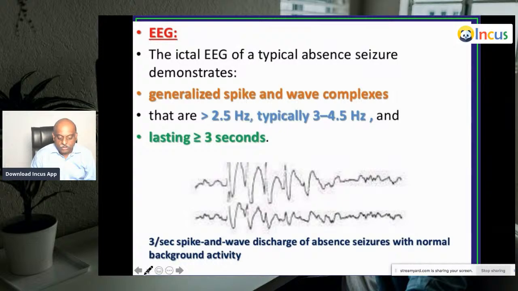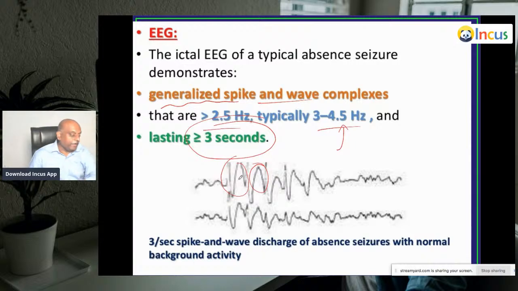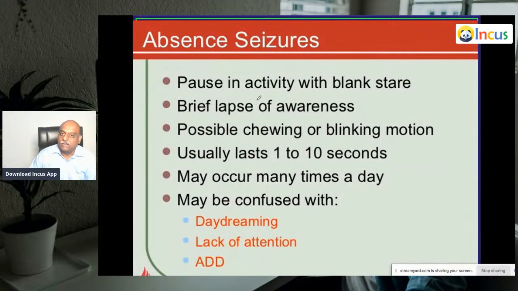So, if you look at the EEG of absence seizures, there is a generalized spike and wave pattern, more than 2.5 hertz, typically 3 to 4.5 hertz, lasting more than 3 seconds. This is how the spike and wave discharge with a normal background activity of absence seizure typically looks. NEET PG is image-based MCQ, so there is a great chance that this turns out to be an image-based EEG, which can come in tomorrow's exam. There is a pause in all physical activity, blank stare, and a brief lapse of awareness. There can be chewing or blinking motions, and it usually lasts 1 to 10 seconds. This can occur multiple times a day.